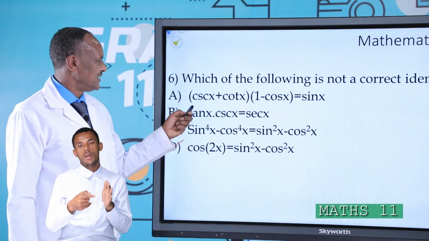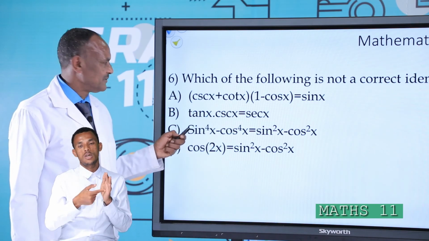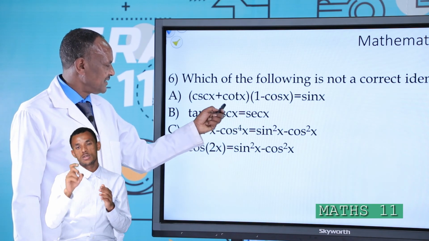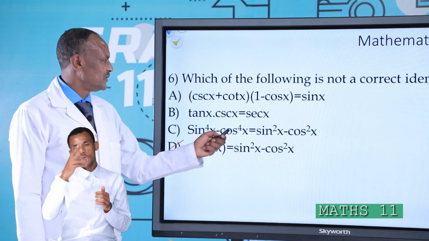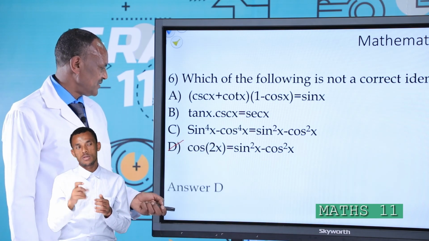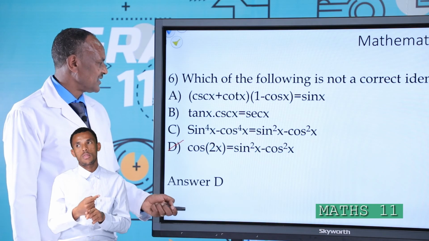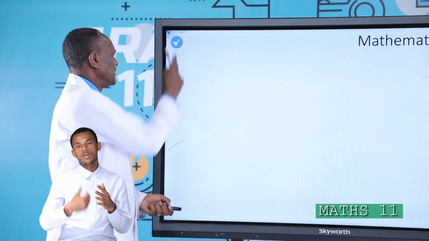When I say tan, which is sine over cosine, times cosec x, which is 1 over sine, the sine will be cancelled. You will get a result of 1 over cos, which is equal to secant of x. So D was the correct answer for that one. You can try it also.